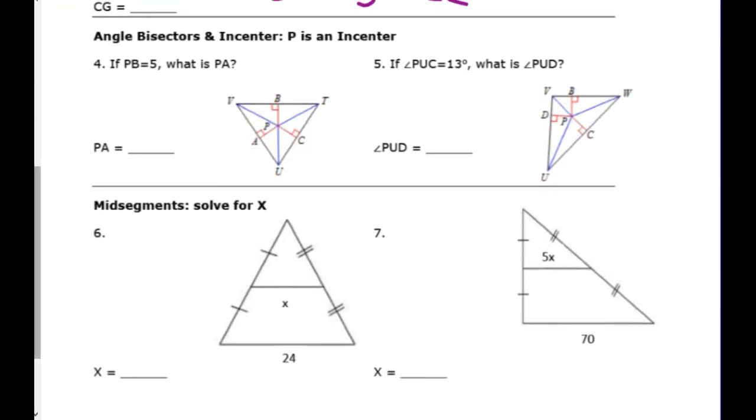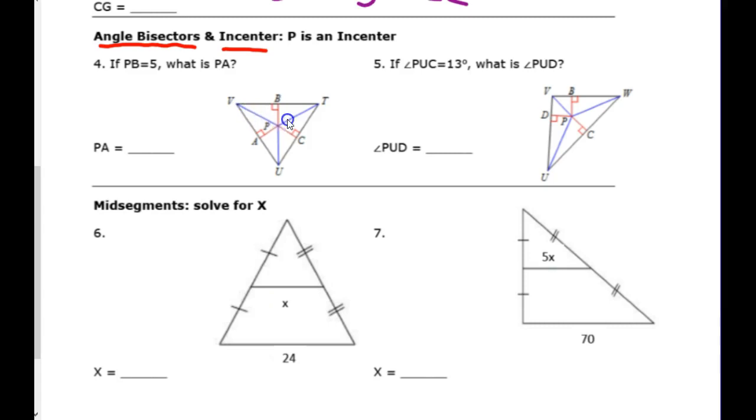So on 4 and 5, it tells you something important in the instructions. We're talking about angle bisectors and incenter. P is an incenter. Okay, so this is PB equals 5. From P to B is 5. Now, since I know P is an incenter, that means each of these little angles is bisected.